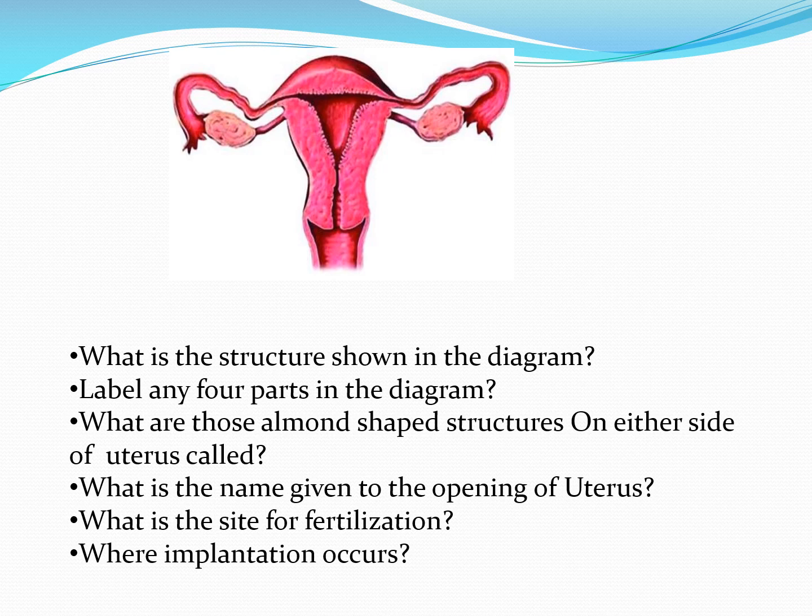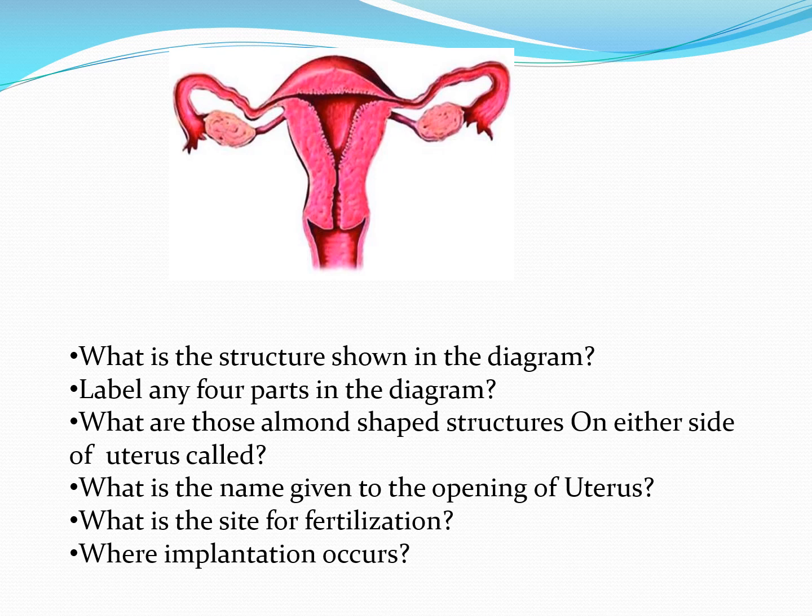Here, first question, what is the structure shown in the diagram? It is the female reproductive system. Next, label any 4 parts in the diagram: ovary, oviducal funnel, fallopian tube, uterus, cervix and vagina. What are those almond shaped structures on either side of the uterus called? They are called ovaries. Next question, what is the name given to the opening of the uterus? The opening of the uterus is the cervix.